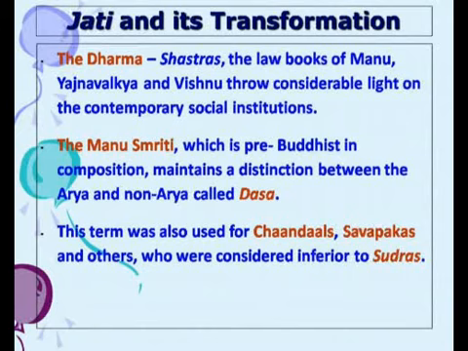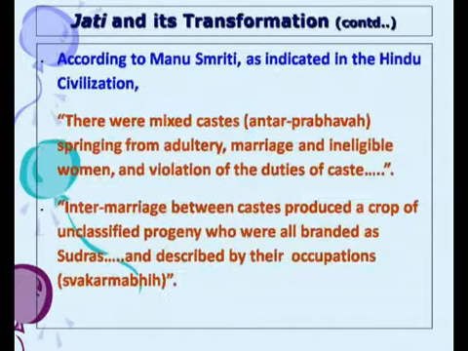Now, Jati and its transformation. Now we will see what transformations the caste system has gone through. The Dharma Shastras, the law books of Manu and Vishnu, throw considerable light on the contemporary social institution. The Manu Smriti, which is pre-Buddhist in composition, maintains a distinction between the Arya and the non-Arya called Das. This term was also used for Chandals, Svapakas and others who were considered inferior to Shudras.